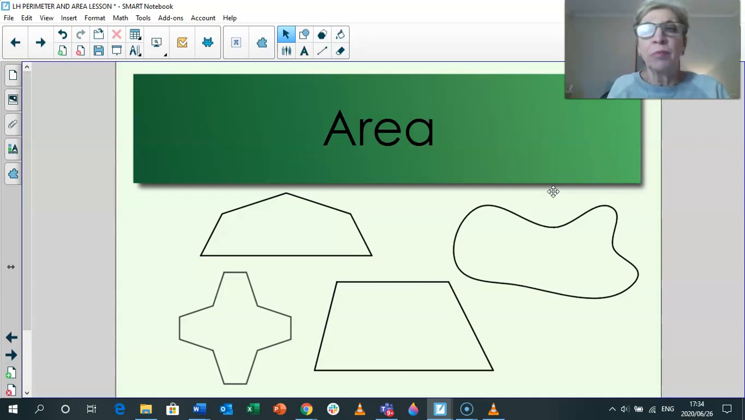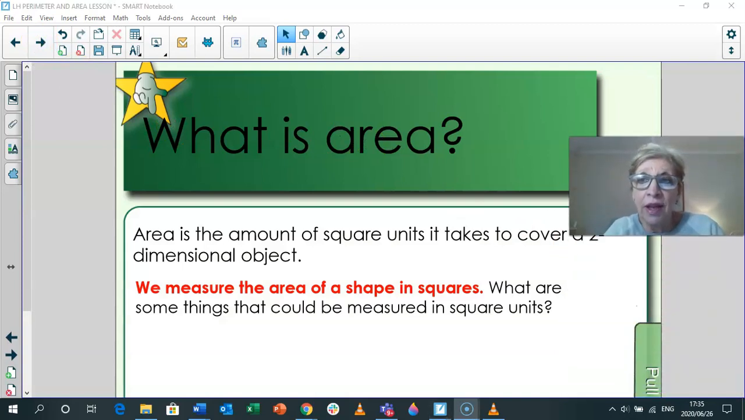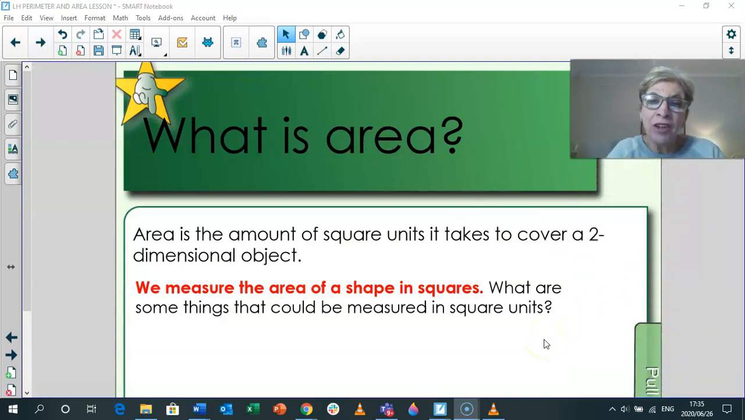And I said we were doing perimeter and area, so let's have a look at what area is. What do we do when we measure area? So what is area then? Well, area is the amount of square units it takes to cover a two-dimensional object. Now you look at me and you go, I do not know what you are talking about. All right, so let me say it another way. We measure the area of a shape in squares.